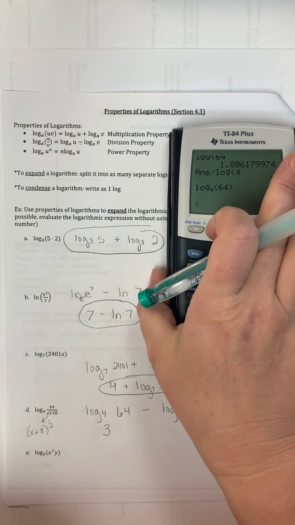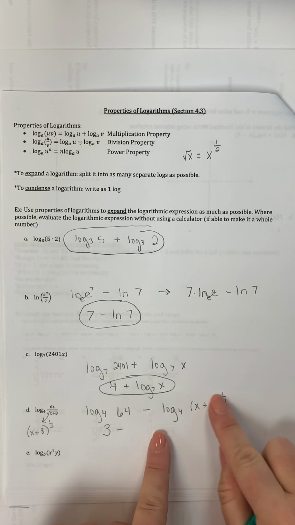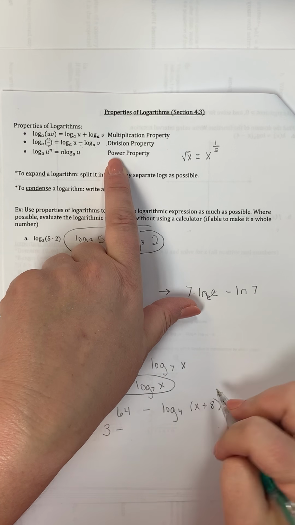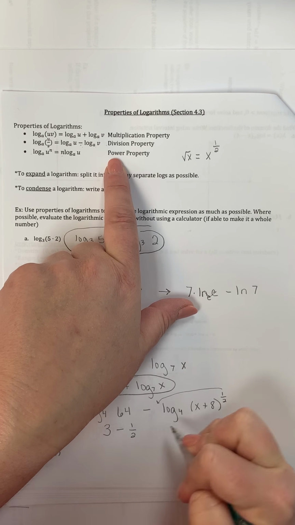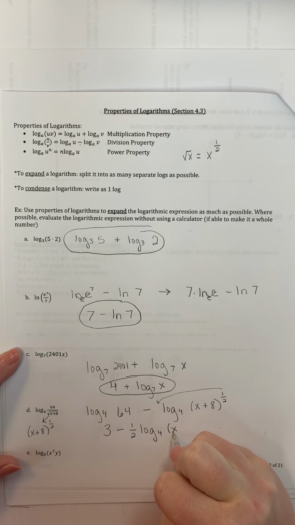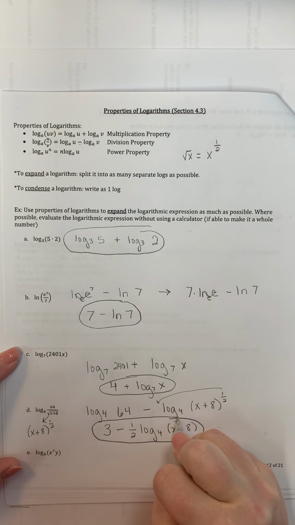So you also have that option. Okay, now I need to clean this up. This is a power property. I'm going to take this 1/2 and move it in front of the log base 4 of x plus 8. And that is the final answer.